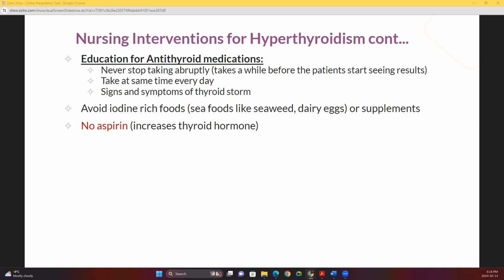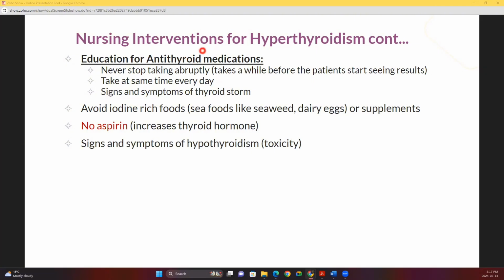All right, and then look for the toxicity of this medication, like hypothyroidism. Like if the antithyroid medication is given too much in the blood, what will happen? Hypothyroidism will happen, or myxedema can happen.